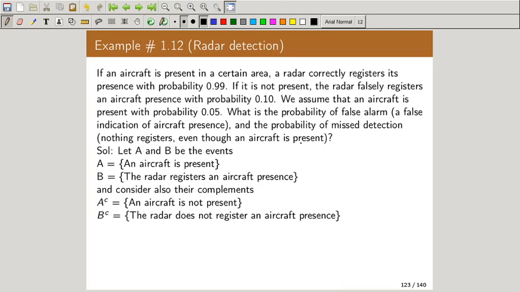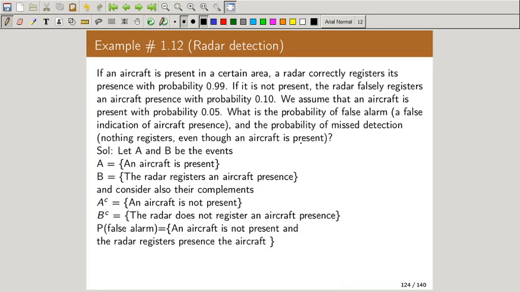Now what they are asking: what is the probability of false alarm? What does false alarm mean? A false indication of the aircraft's presence, which means an aircraft is not present even though the radar registers its presence. That is called false alarm, which means even though there is no aircraft, our radar is identifying the presence of an aircraft. Nothing is there, but we are getting an indication that there is an aircraft. That is a false thing, right?